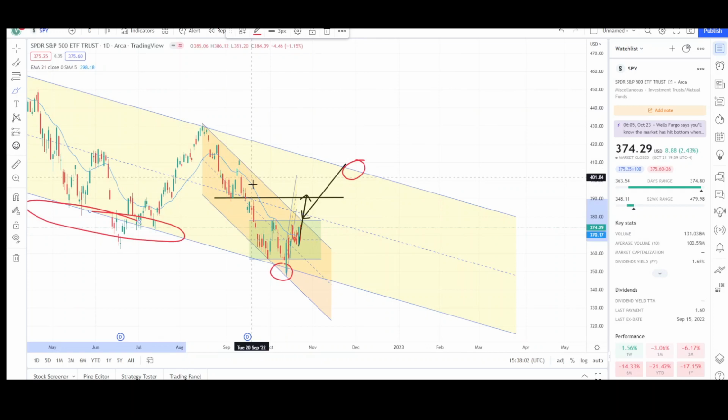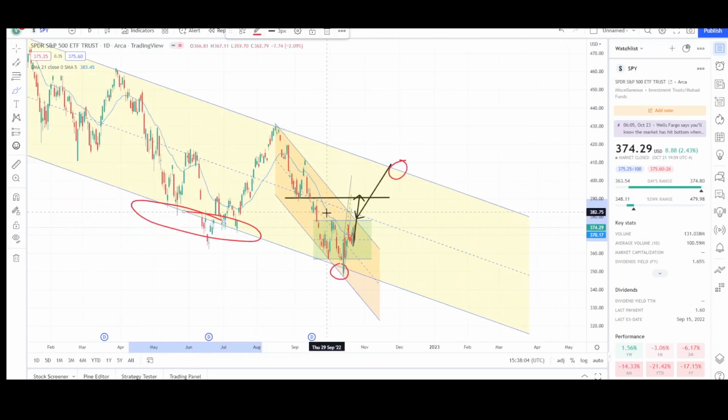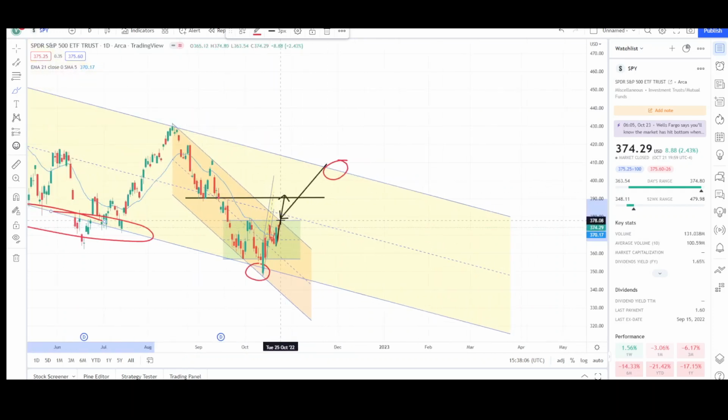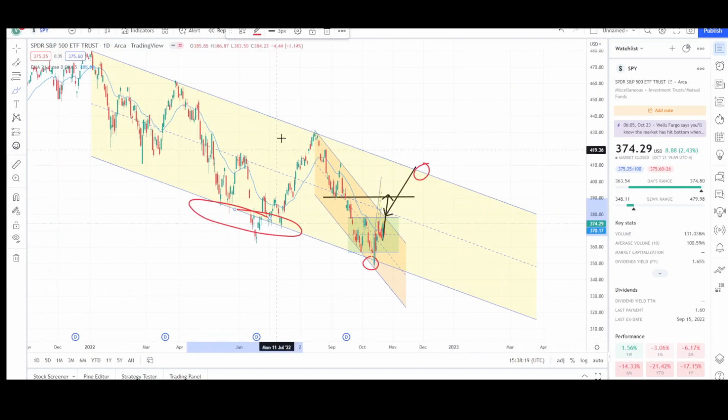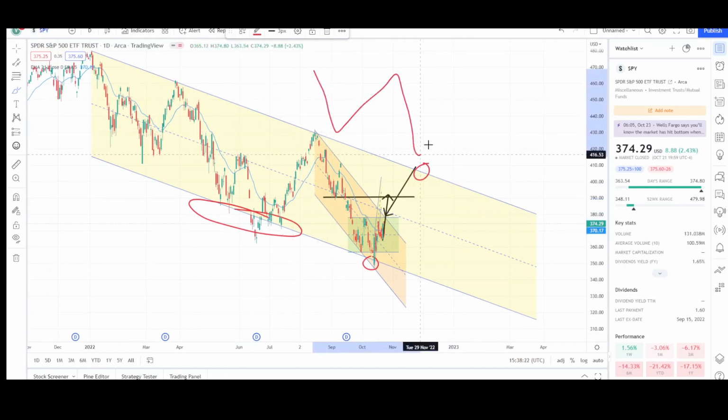Now, if this downtrend channel, this orange one, is stronger, then we're probably going to see rejection at that 378, 380 level, and then continuation to the downside. But I'm looking for that second leg up, looking for that 390 level. I think this market is not that bearish. It is going down, but it's very choppy and wide. So we're going to see big swings up and big swings down.